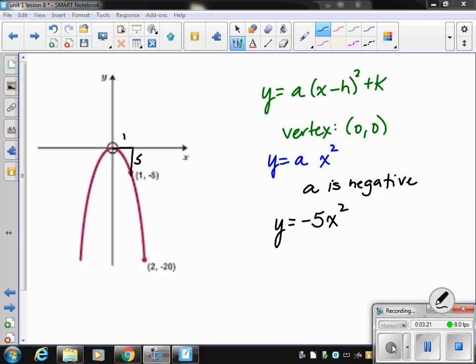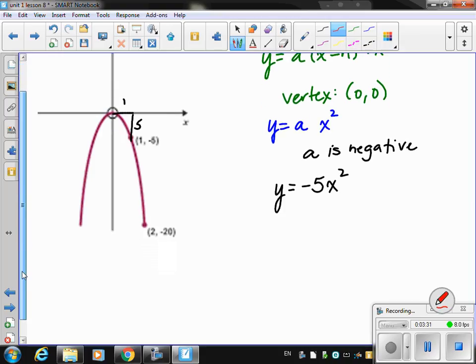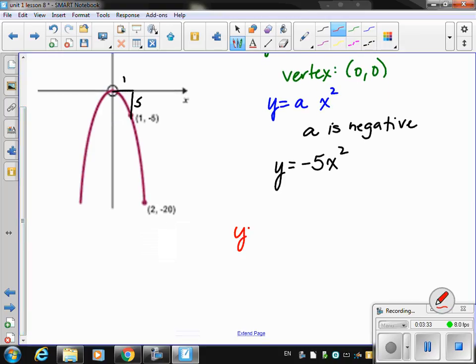It is possible I've made a mistake. So I'm going to show you an algebraic way to just figure this thing out. Let's get a little space here. Okay. Y equals ax squared. I think my A value is negative 5. But I do know that I could use a point to determine my A value. I like the look of the point 2, negative 20, so I'm going to substitute those numbers into the equation.